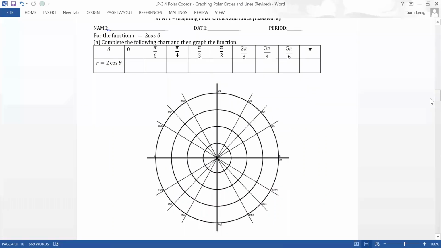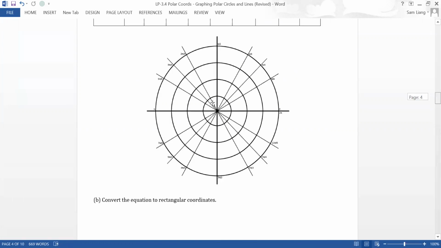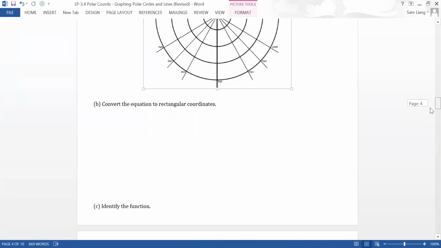Here's the graph, r equals 2 cosine theta. We're prompted to complete it using a chart, the same thing we did with the sine theta function. Then there's a polar grid here. Part B is to convert the equation to rectangular coordinates and then identify the function. I'm going to jump to the solution for that.